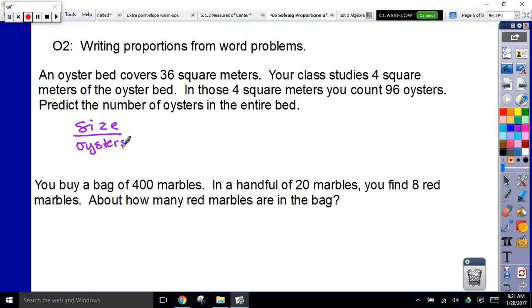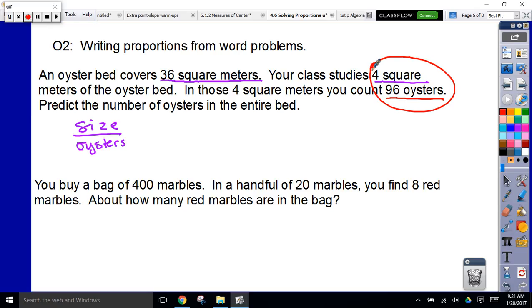Okay, so for the size of the bed, we have two numbers. It says that the oyster bed itself is 36 square meters. Your class studies 4 square meters. If we look at the 96 oysters, which of those numbers do they go with? Were the 96 oysters in the 4 square meters, or in the whole thing? Brian? They're in the 4. So the 96 and the 4 go together.